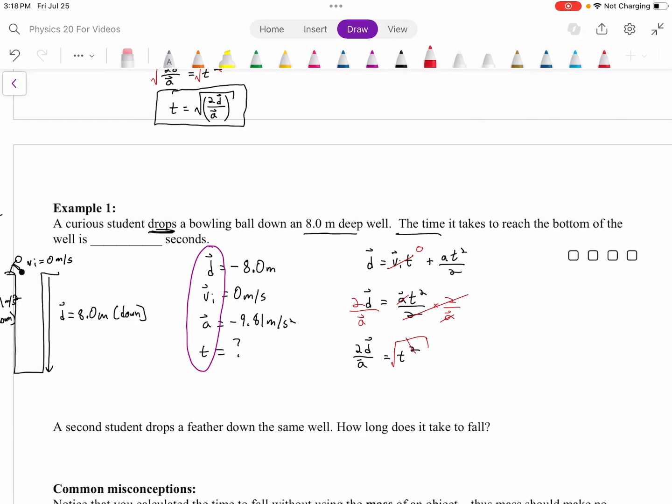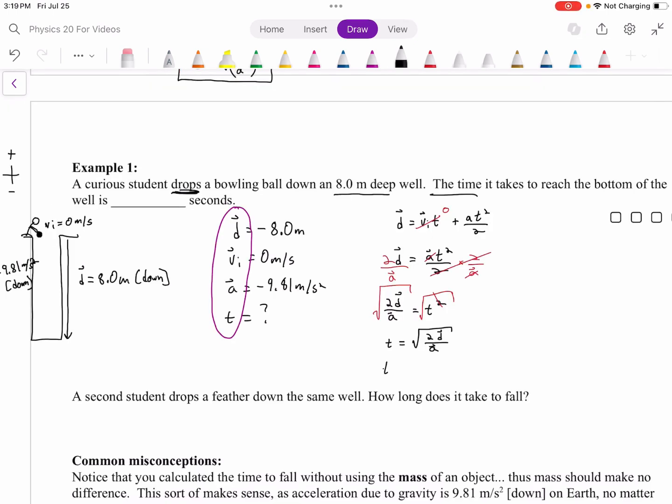To undo that, I can square root both sides. There we go, we did it. We're now ready to plug in and solve for the time. So the square root of 2 times d, so 2 times negative 8 meters, divided by, our acceleration is also downward, so negative 9.81 meters per second squared, right?